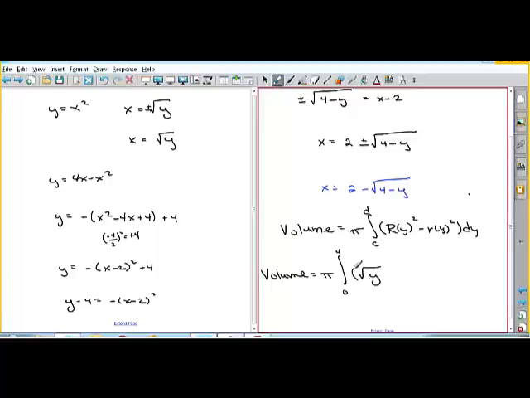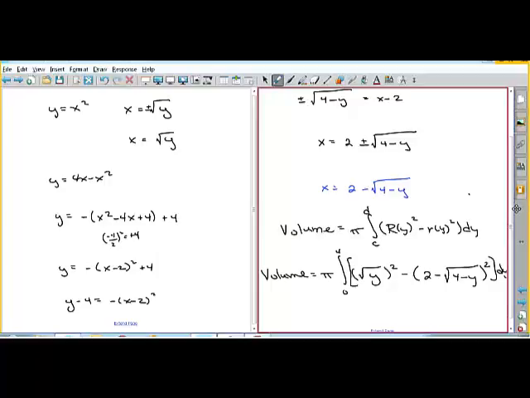And we use plus the square root. So it's going to be the square root of y squared minus the quantity 2 minus the square root of 4 minus y squared, the whole thing squared, times dy. It looks more complicated, but it's not super complicated because when you multiply everything out, some things are going to cancel out. Some of the square roots are going to become just y.